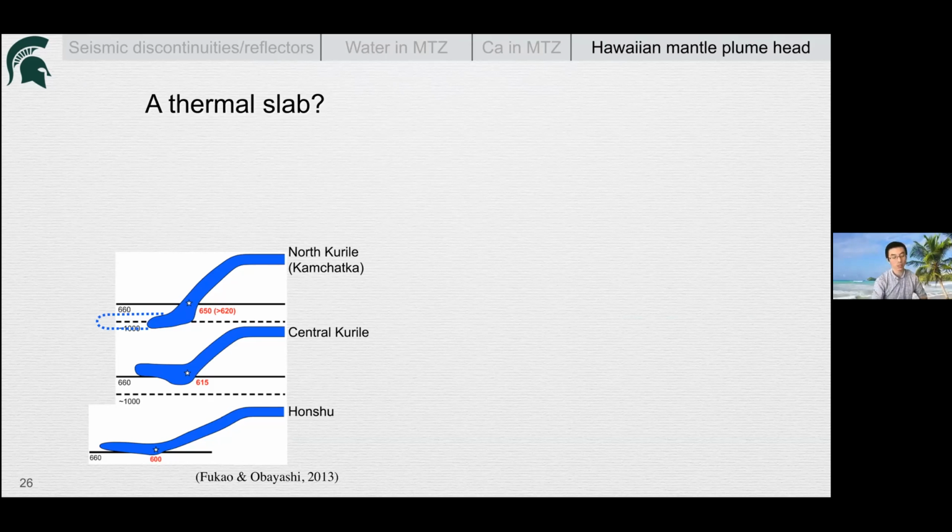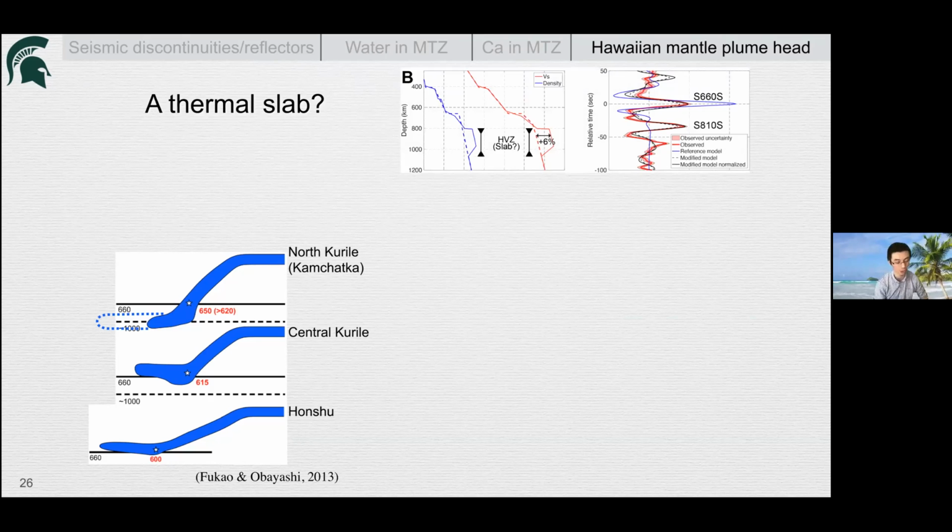But then when we try some synthetic calculations for seismic signals, on the left side, this is again the density profile and the velocity profile. On the right side, the red curve is our seismic observation. You see two peaks. This is the peak corresponding to 660, and this is the peak corresponding to the 810 reflector. In order to almost perfectly fit this second peak, we need to introduce a very high velocity zone, possibly a slab, with an 8% velocity increase.